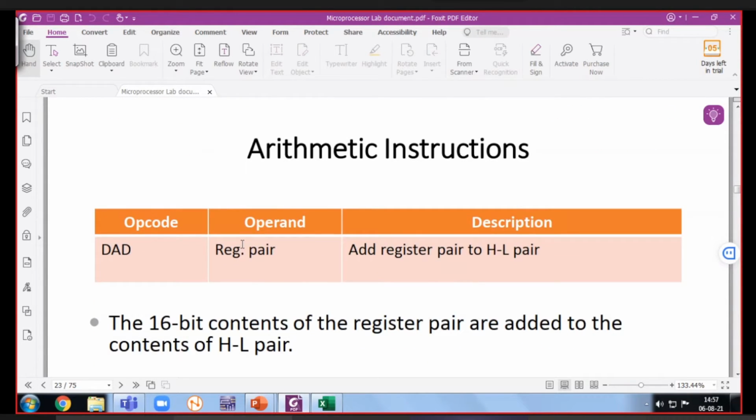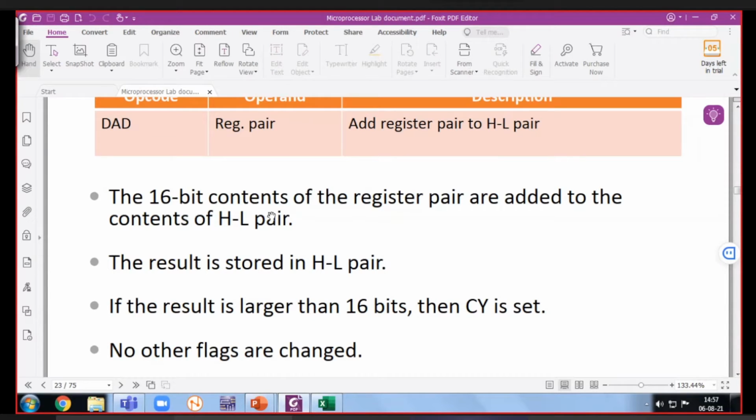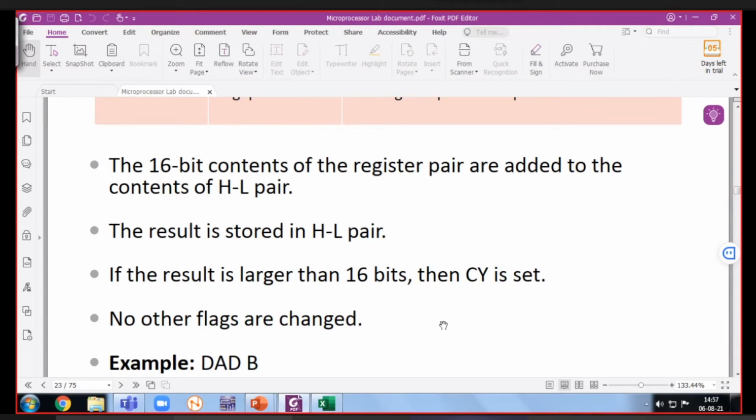Then comes DAD. Again, a very interesting opcode or instruction. The 16-bit content of the register pair is added to the content of HL pair. The result is stored in HL pair. If the result is larger than 16 bits, then carry flag is set. No other flags are changed. Example is DAD B. In this one, remember the role of HL pair. The role of HL pair is similar to the role of accumulator.